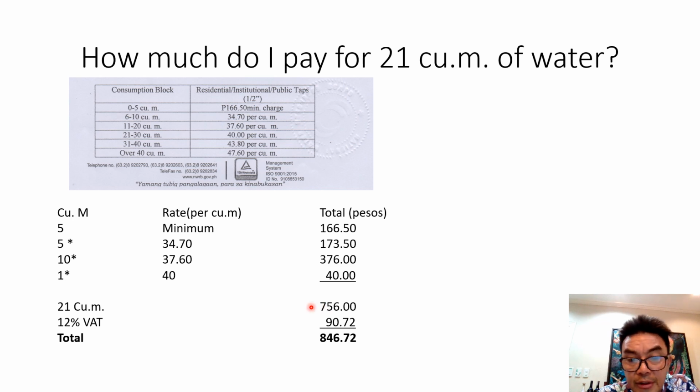Add everything. The base charge will be 756. 12% of that will be 90.72. Add it, 846.72. So that's basically how you compute it. And I hope this is helpful for you.